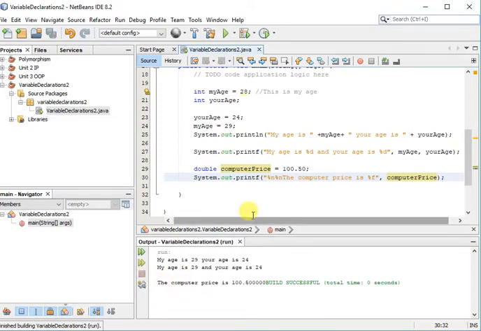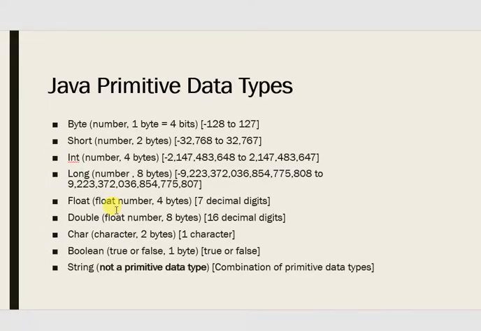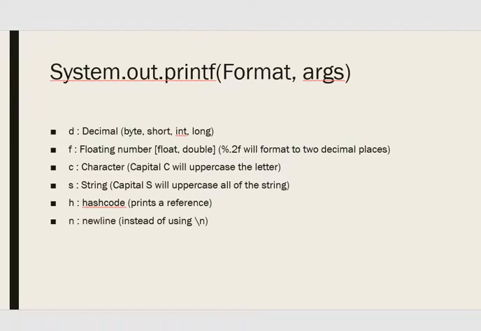But notice how I set the computer price to 100.50 and it outputted 100.5 with 7 decimal digits. That's because by default the double is 7 decimal digits and the float is 16, or vice versa. Double is 7 and float is 16.